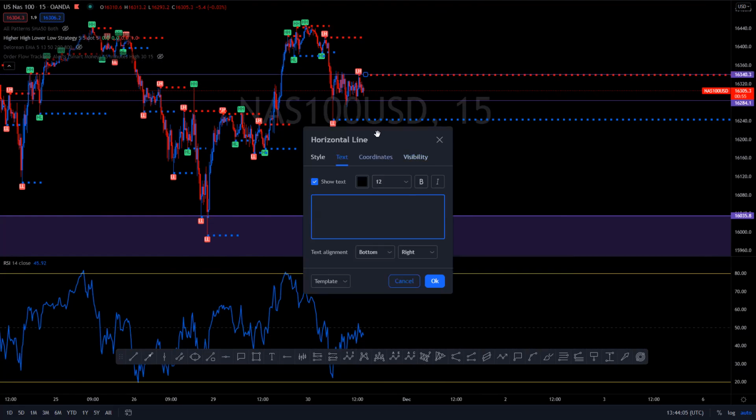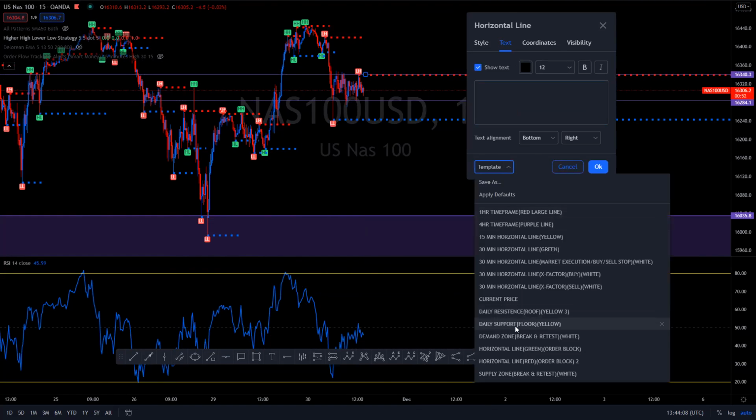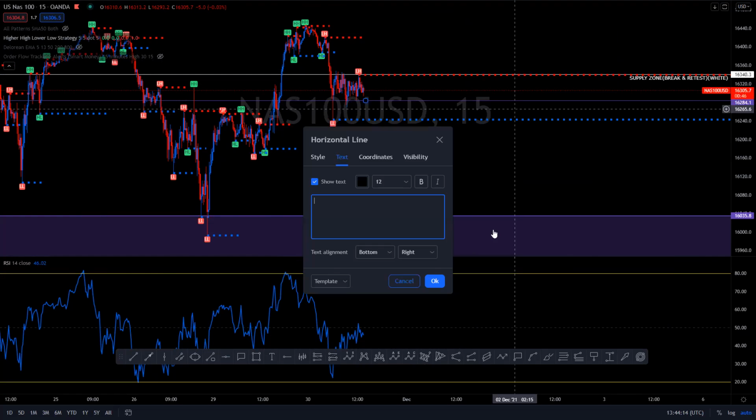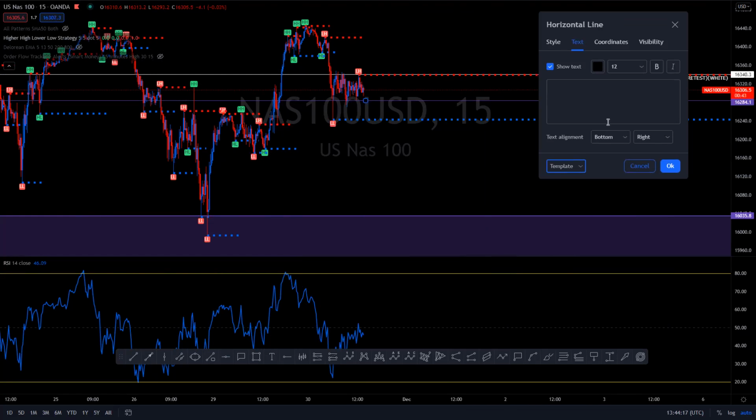I like to label it. So let me find it. So this is going to be supply zone, break and retest. It's going to be demand zone, break and retest.